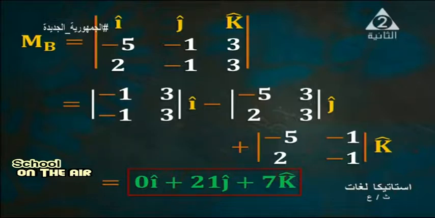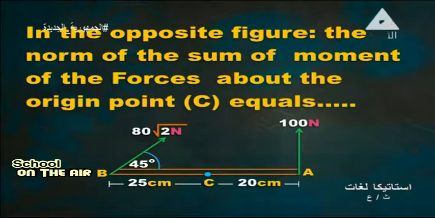Remember, what is the meaning of norm of moment? The norm of the moment is the square root of 21 power 2 plus 7 power 2. After that, my dear student, look at the opposite figure. The norm of the sum of moments of forces about the origin point C equals what? Look at the opposite figure for the required sum of moments at point C.